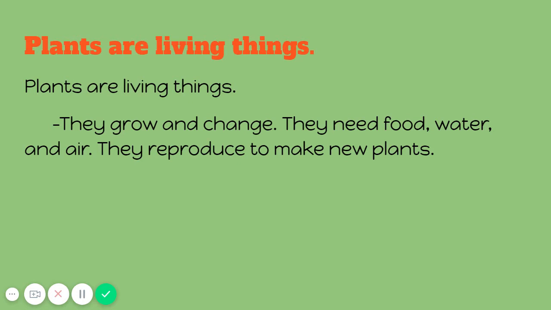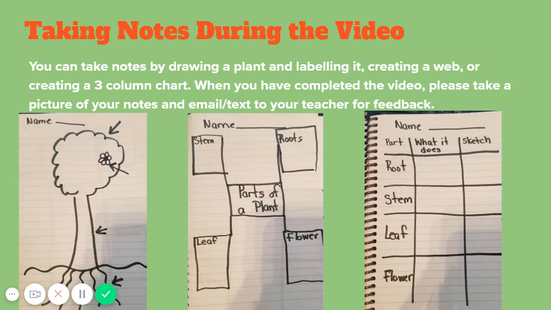You remember that plants are living things, right? They grow and they change just like you and me. They need food and water and air just like you and me. Now, they don't need the same kind of food. They don't go up to McDonald's. They need food, but they get it from a different place. And they reproduce to make new plants. They make little bitty new plants all the time.